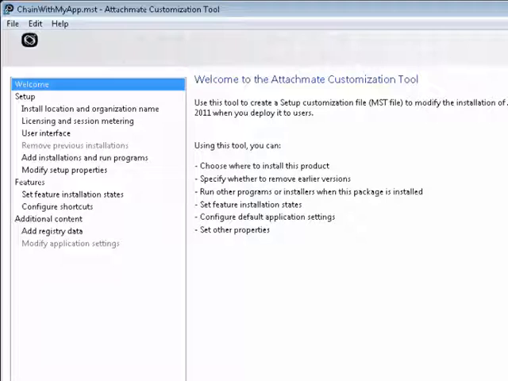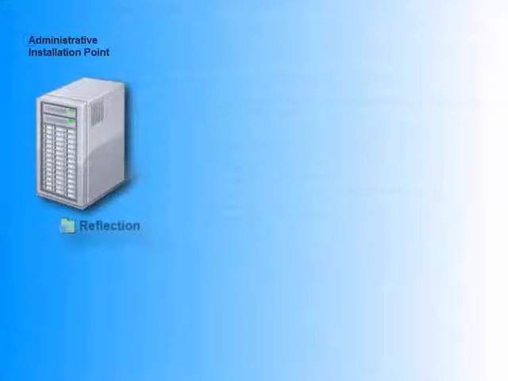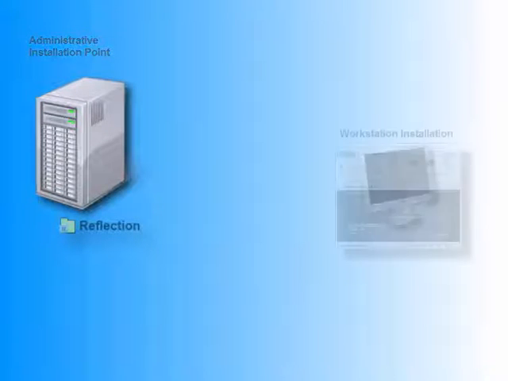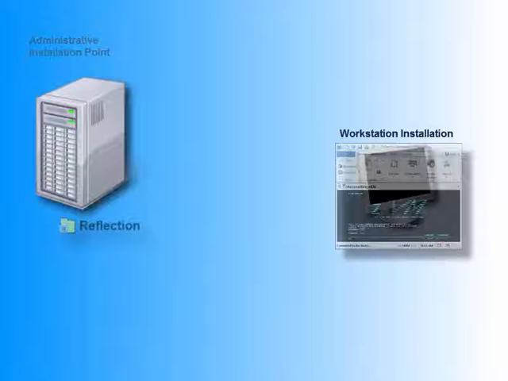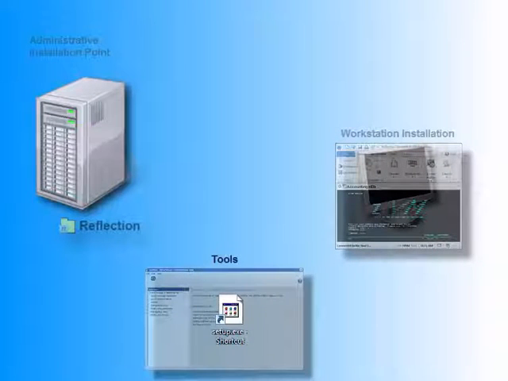We'll create a transform that adds a feature to our install and then starts an MSI for another application after the primary install runs. To create a transform, you'll need an administrative installation point that you can install from and a workstation that has Reflection installed on it. And it's a good idea to create a desktop shortcut on your workstation that opens the tool on the server.